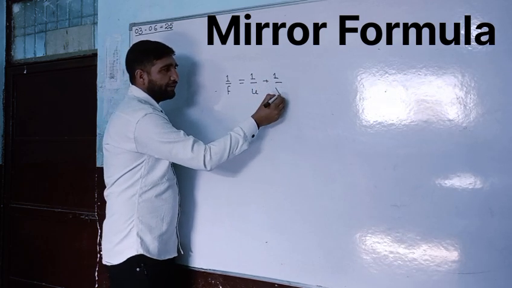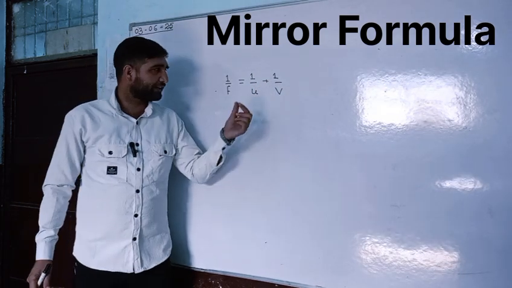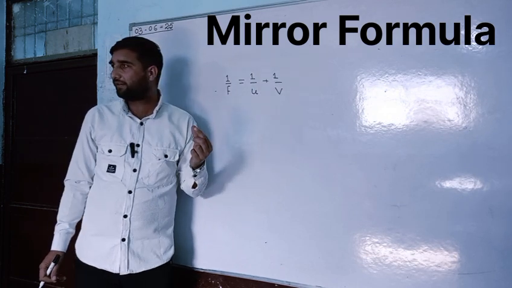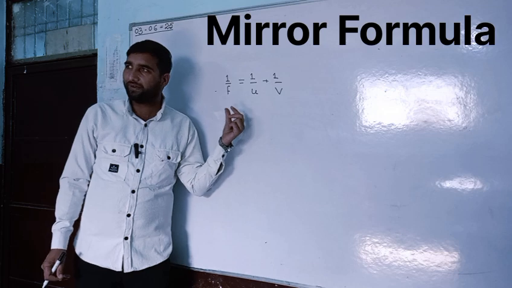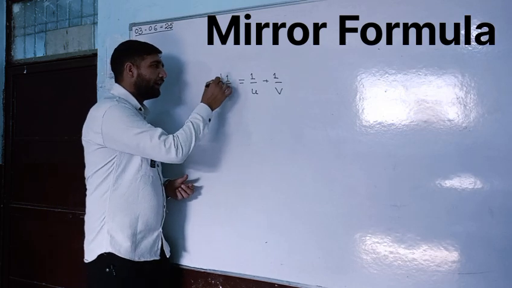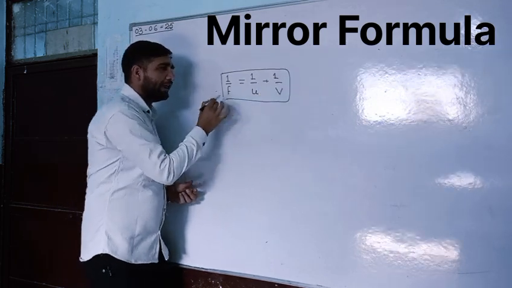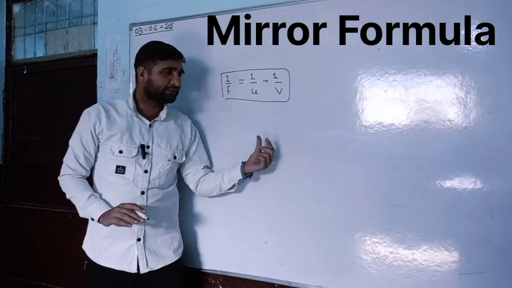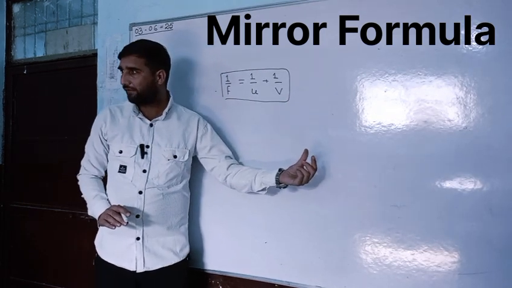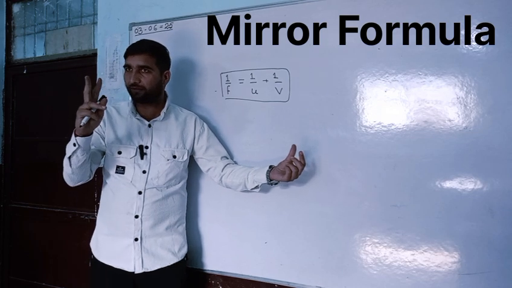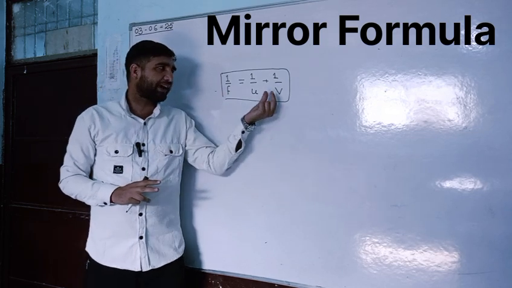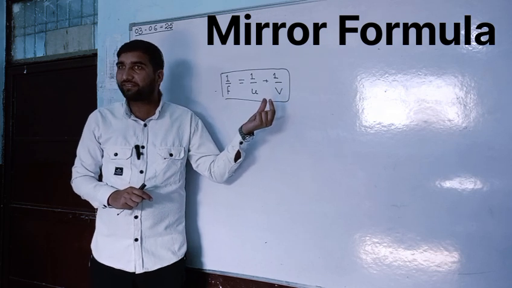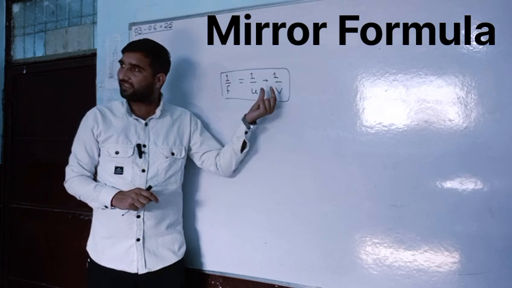Commutative law holds, so we can say 1 upon u plus 1 upon v, or 1 upon v plus 1 upon u, is equal to 1 upon f. This is the mirror formula, where f is the focal length, u is the object distance, and v is the image distance.